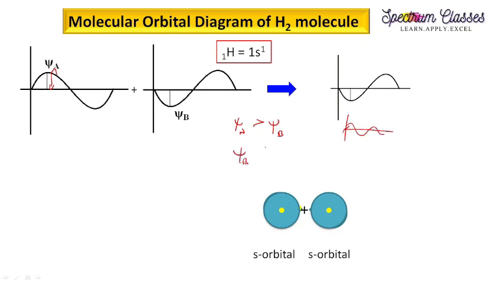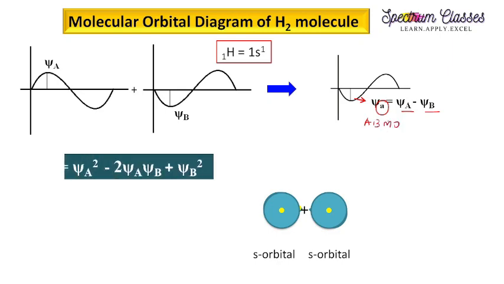If psi B is greater than psi A, then it means psi B's downward amplitude is more. So what kind of resultant response will we get? We will get this kind of response. If psi A is equal to psi B, then we will not get any kind of response, meaning zero amplitude. So these three kinds of responses we are getting depending on the conditions. Here I have shown you one type of result, and the amplitude of this resultant wave is represented by this, and this represents the antibonding molecular orbital.